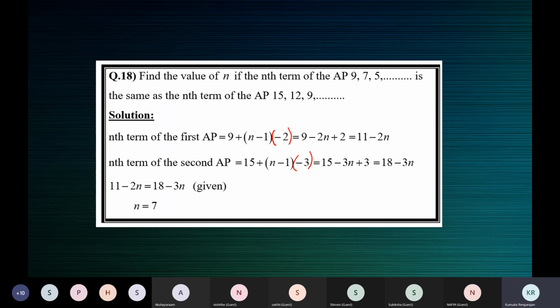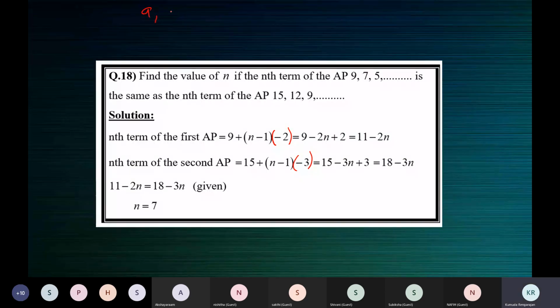That means the seventh term of both the APs are the same. Find the value of n if the nth term is the same. Since n is 7, the seventh term of both the APs is the same.